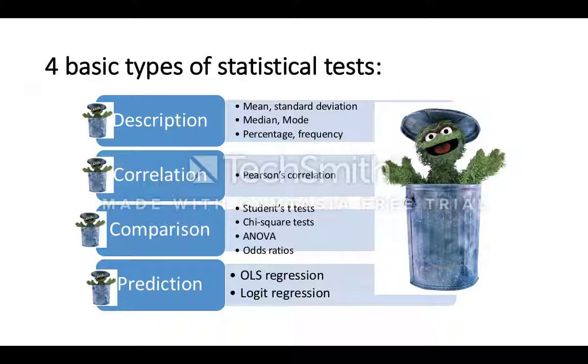between two different variables. Later on, we'll talk about comparison, looking at different ways of comparing groups or results across groups. And finally, we'll look at prediction, or a way of using statistics to anticipate what might happen if you changed one variable. But for right now, we'll just talk about correlation.